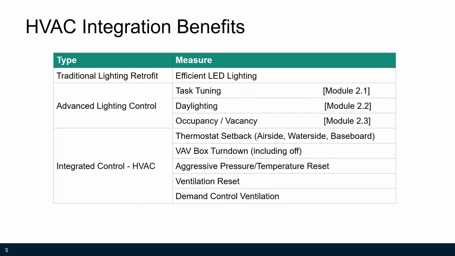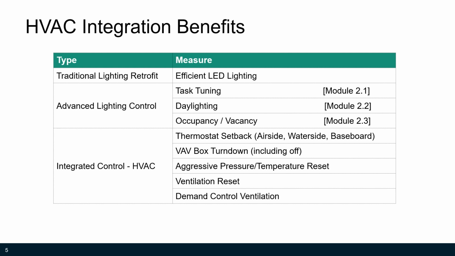Integrated controls is the last step in a progression of energy conservation measures that can be implemented with lighting and lighting control upgrades. The first step is to install quality, energy-efficient LED lighting with the capability for control. Next is the incorporation of advanced lighting control strategies such as task tuning, daylighting, and occupancy sensing, as discussed in a previous module. These energy-saving strategies are available with network lighting.